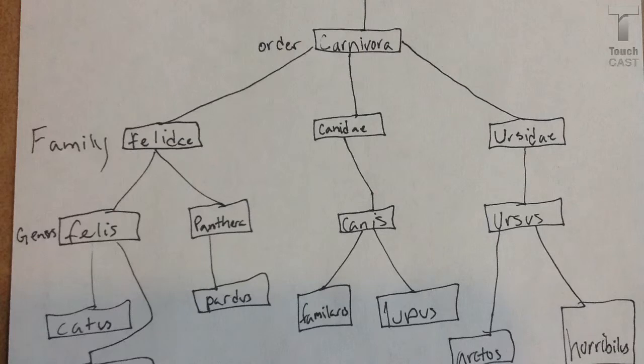And then it separates into three families: Felidae, Canidae, and Ursidae. After that, they are separated into genus: Felis, Panthera, Canis, and Ursus. These then go on to species. Felis is under catus, and Panthera goes to pardus, and Canis has familiaris and lupus. Ursus has arctos and horribilis.